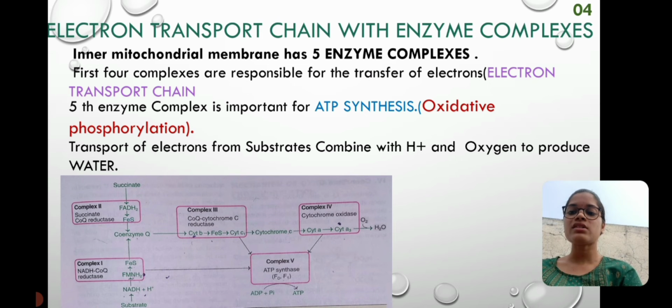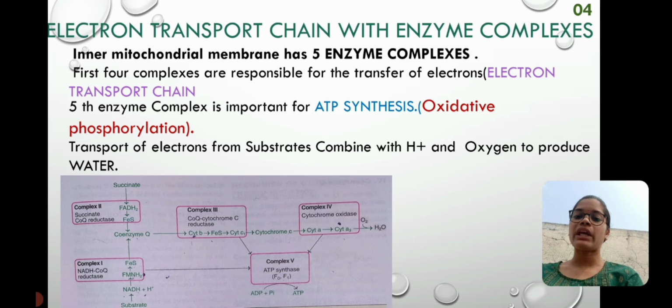Complex 3 is present between coenzyme Q and cytochrome C, the reductase. We call this enzyme a reductase because the electrons transfer from coenzyme Q to the cytochromes, meaning reduction is taking place, and then the electrons transfer from cytochrome C1 to cytochrome C, then to cytochrome A, and then to cytochrome A3. Complex 4 is present in between cytochrome A and A3, which are collectively known as cytochrome oxidase, the terminal component in the electron transport chain.